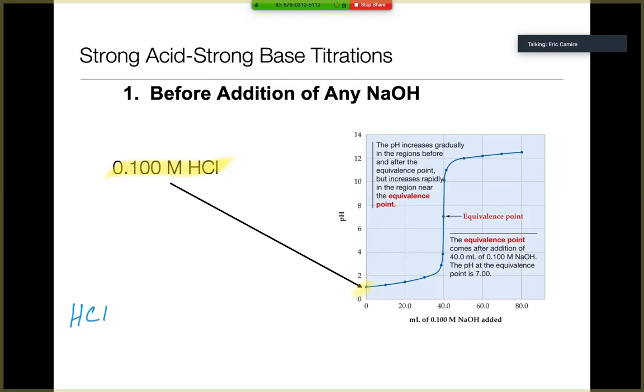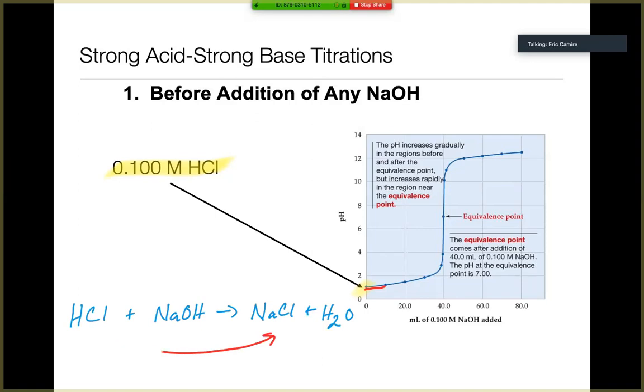We said HCl plus NaOH yields NaCl plus water, right? When I first start this reaction, there's no NaOH, but I start to slowly add a small amount. That means some of the HCl, not all of it, is being converted to sodium chloride and water.